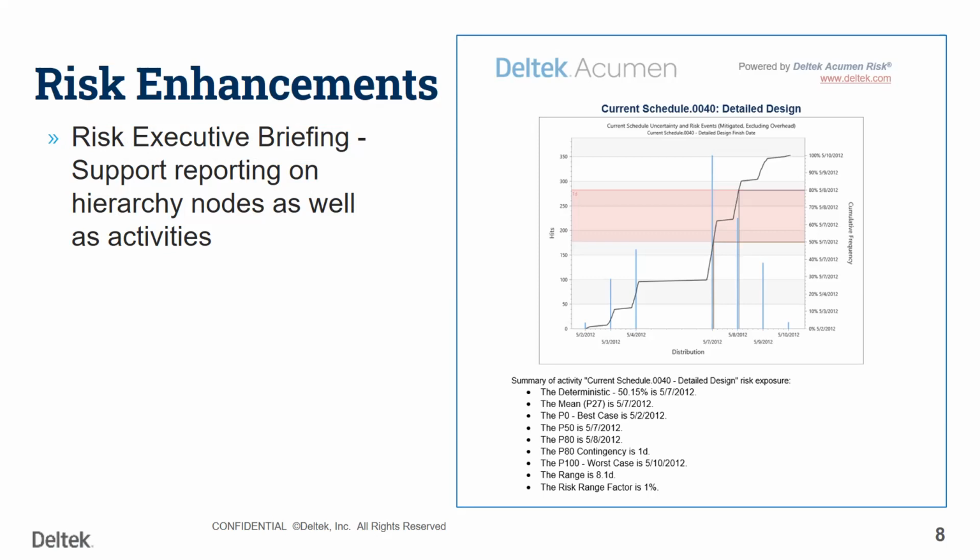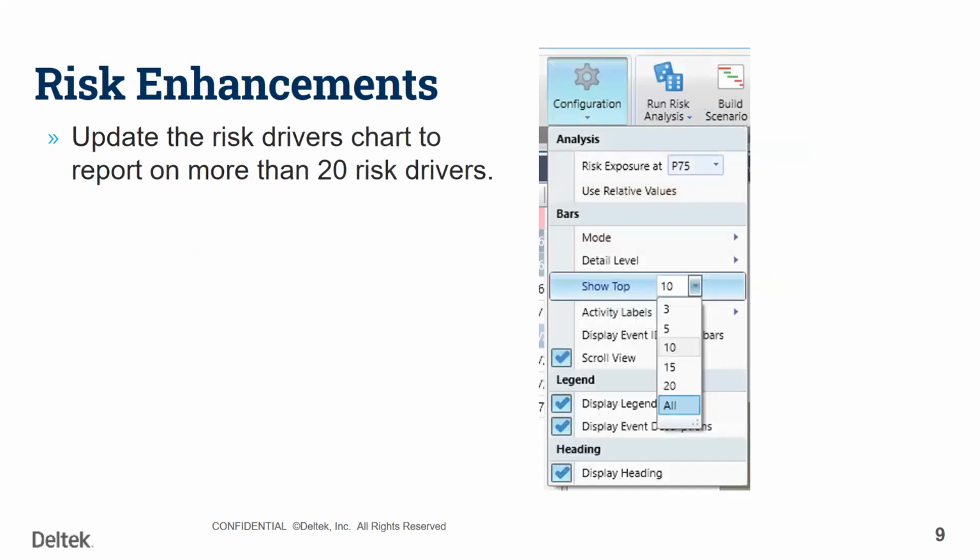Now we can actually pull out the hierarchy nodes so that you can report on certain sections of the schedule, whether it's through your WBS groupings, or through a different grouping that maybe you've done off of an activity code or something to that effect. You can run it on that and push that out to the executive briefing report that you get out of Risk.